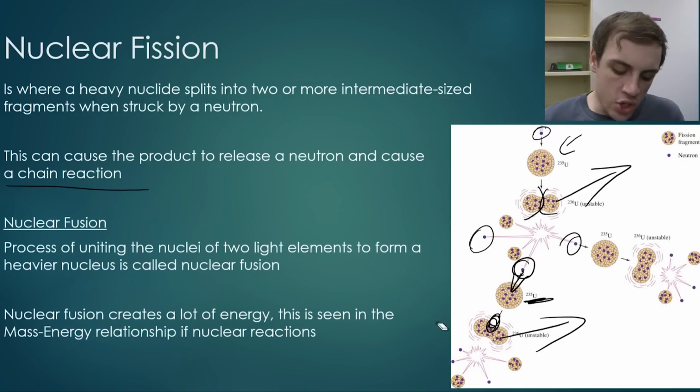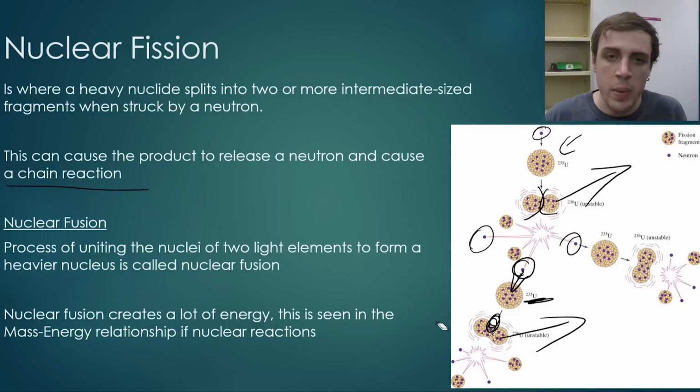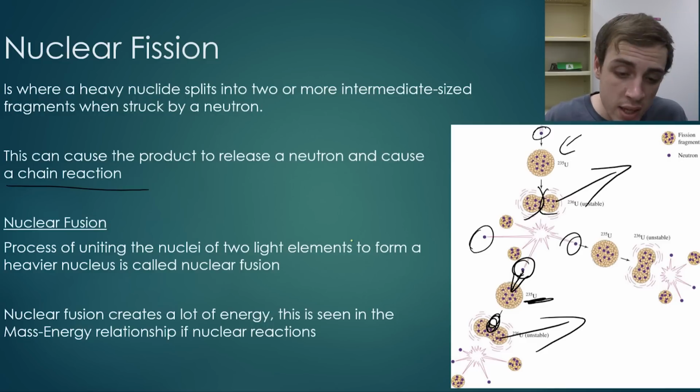Opposite to nuclear fission is nuclear fusion. This is where we get two light elements. By light, I mean weight, not very heavy elements, and we basically smash them together to form a heavier nucleus. This is called nuclear fusion. Now, this creates a lot of energy as well. Granted, it is not as much energy as nuclear fission, but it is still incredibly efficient at producing energy.